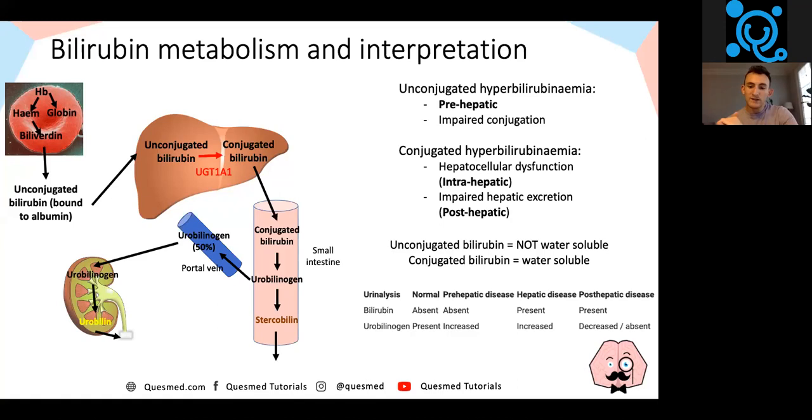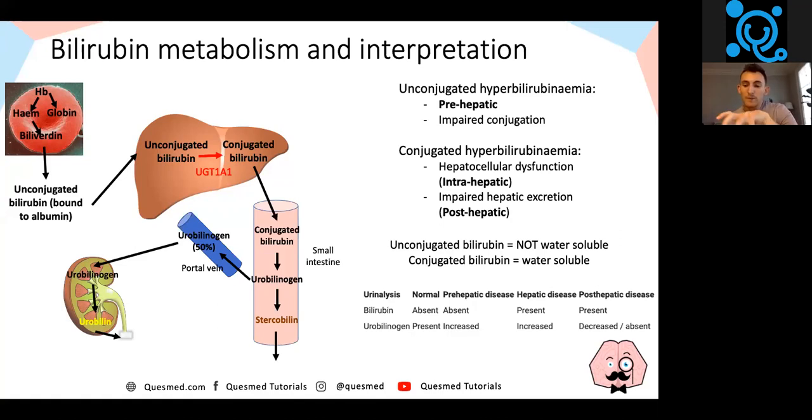If you have prehepatic disease, because you're not able to conjugate your bilirubin, we still wouldn't see it. You only have unconjugated bilirubin, and unconjugated bilirubin is not water soluble, so it can't get into the urine. So with a prehepatic cause of a high bilirubin, you won't have any bilirubin in the urine, but you'll have an increased urobilinogen in the urine.